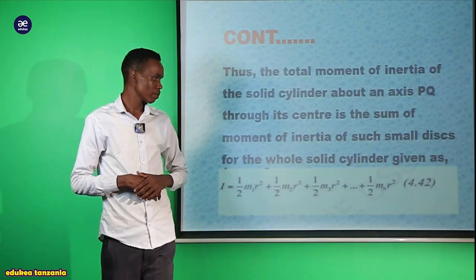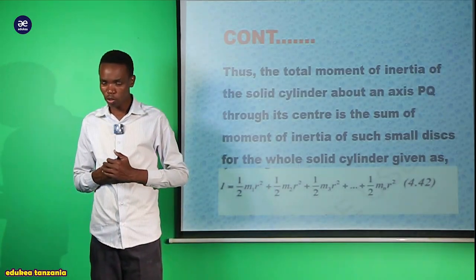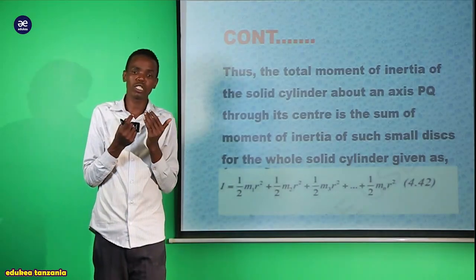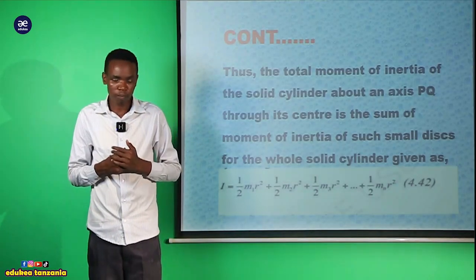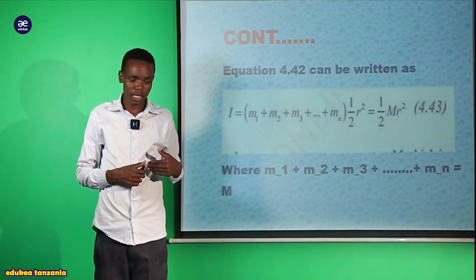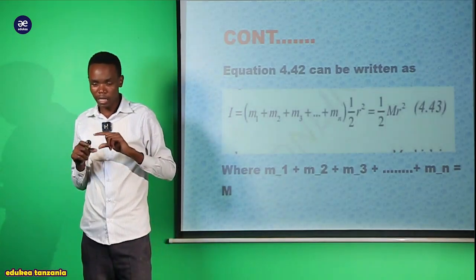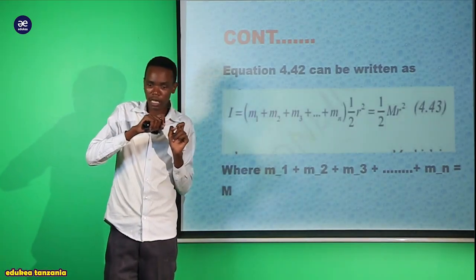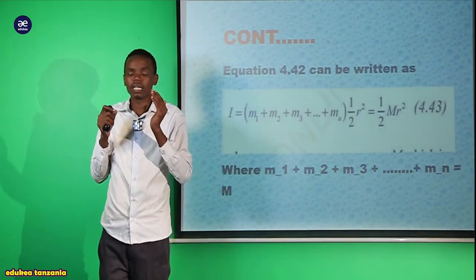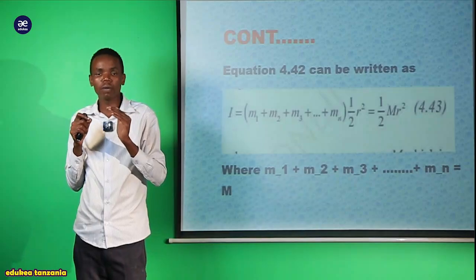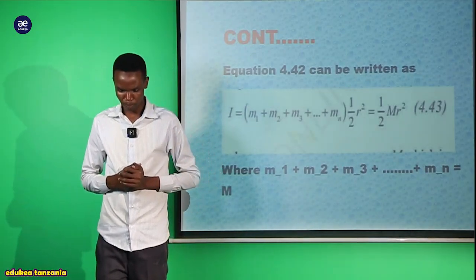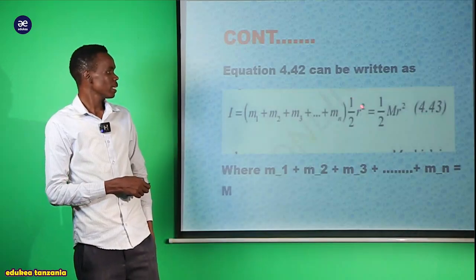So after this, my dear student, what are we going to see? After seeing the formula for finding the moment of inertia of the solid cylinder, we are going to demonstrate it. Let us imagine that the disks found inside the cylinder contain the same individual masses. Now it can be written like this.